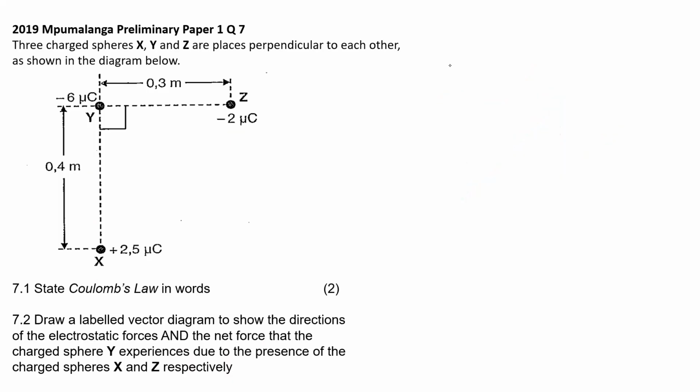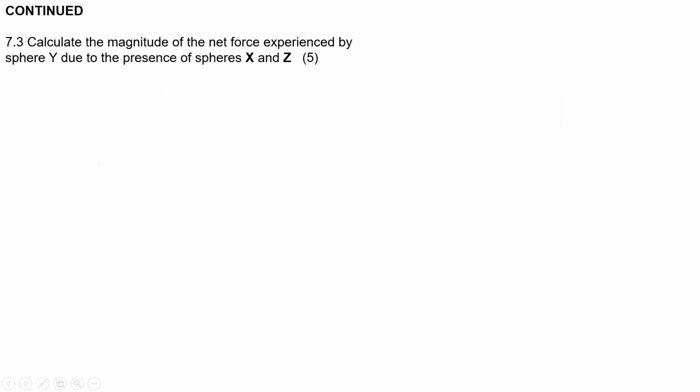But I want to go further now. I want to make sure that we get what's going on. Now we need to do maybe a simple calculation on all of this. Then it continues, 7.3. Calculate the magnitude of the net force experienced by sphere Y due to the presence of X and Z. And that's a good 5 marks. They just said calculate the magnitude. So we note the question, magnitude of the net force.